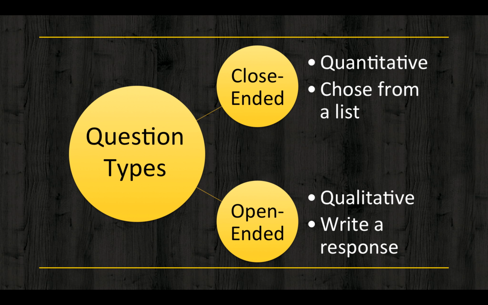The first thing a researcher needs to understand is that there are two main question types. One type is close-ended and the other is open-ended. Close-ended questions help to gather quantitative data. In this type of question, a respondent typically chooses a response from a list. On the other hand, open-ended questions gather qualitative responses. To reply to this type of question, a respondent actually writes a personal response to a prompt.